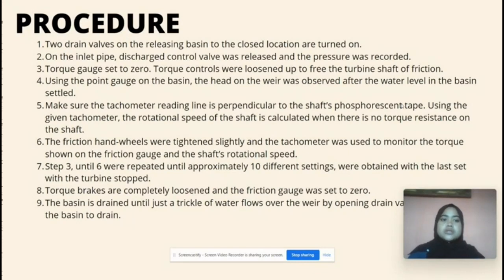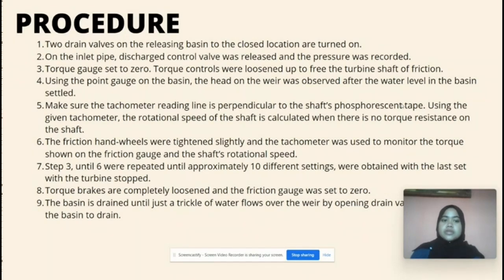The first step is that the two drain valves on the releasing basin are turned to the closed position. On the inlet pipe, the discharge control valve was released and the pressure was recorded. The torque brake is set to 0 and loosened to free the turbine shaft from friction. By using the point gauge on the basin, the head of the weir was observed after the water level in the basin settled. Make sure the tacho reading line is perpendicular to the shaft phosphorescent tape.